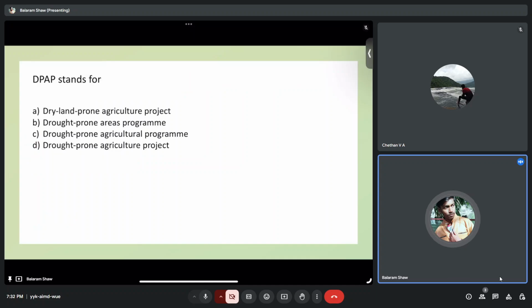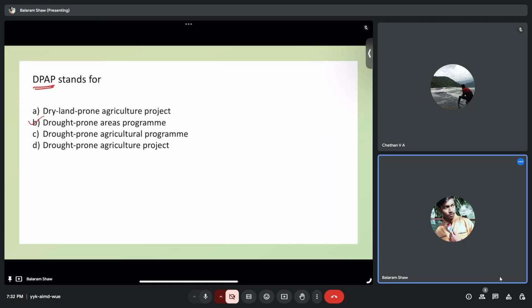Okay. So the next question is DPAP. This is one of the watershed management policies given by the Ministry of Rural Development. You have seen the Department of Land Resources. So what does DPAP stand for? Can you just guess and tell me what the answer will be? The correct answer will be Drought Prone Areas Programme. Okay.